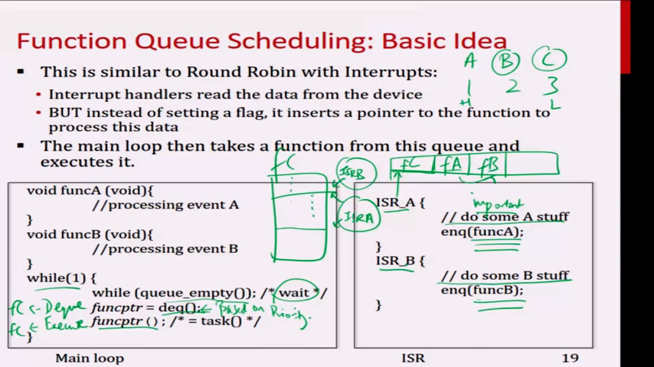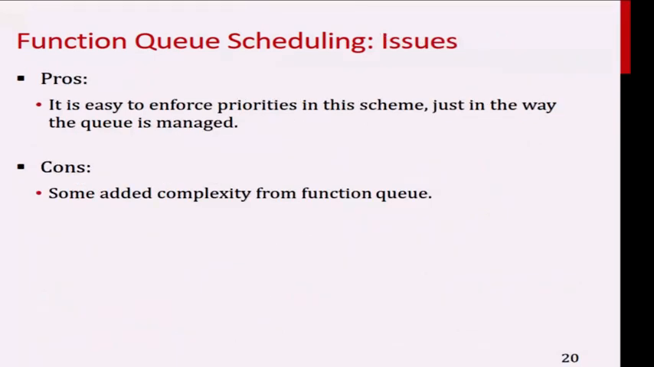So we can enqueue a higher priority task to run after function C, but in this current structure we cannot stop function C and immediately jump to function A. That part is still not settled yet. So this is function queue scheduling. You can enforce priorities in this scheme by managing the queues to ensure that the highest priority task will be the next one in the queue.